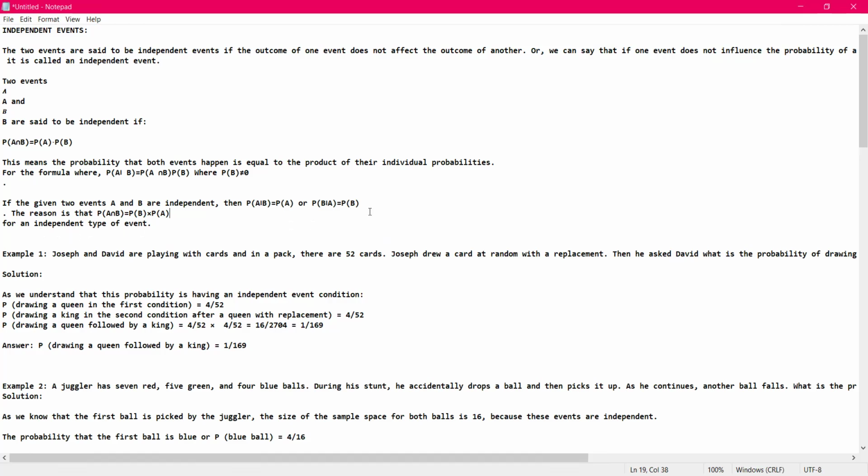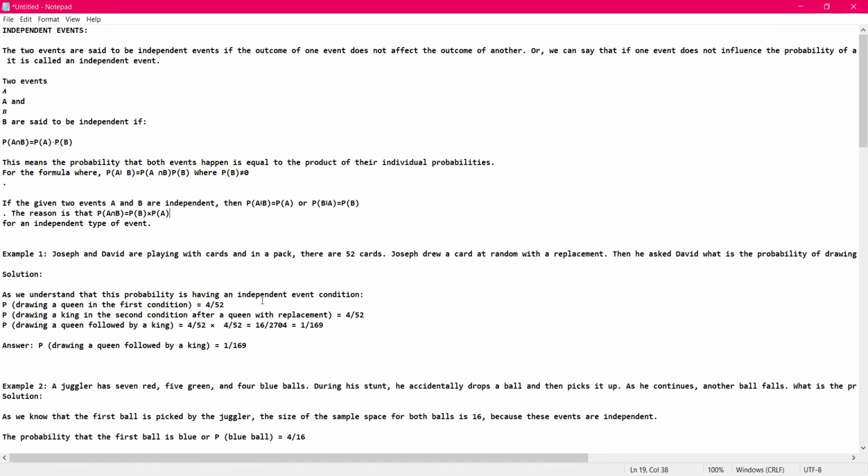So what is the reason behind this? P of A intersection B equals P of A into P of B for any independent type of events. So now we will see some examples. With those examples, we'll come to know how we can solve the problems of independent events.